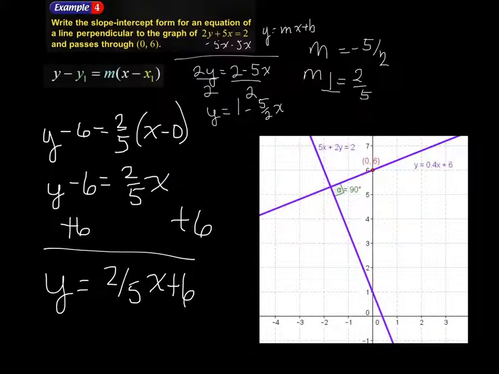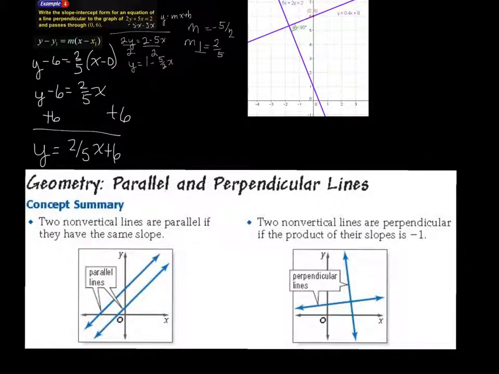And I'm pleased to report that GeoGebra says that we met our goal. We found an equation of a line that is perpendicular to 2y plus 5x equals 2, and it passes through the point (0, 6). In summary, two non-vertical lines are parallel if they have the same slope, and two non-vertical lines are perpendicular if the product of their slopes is -1.